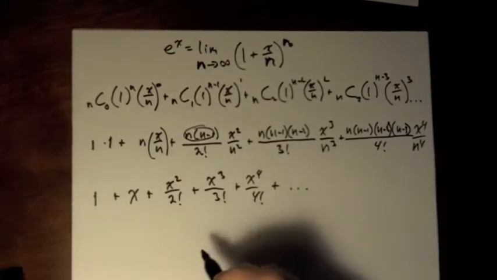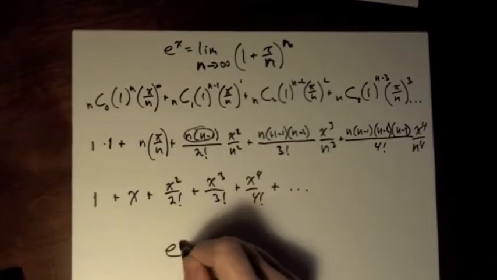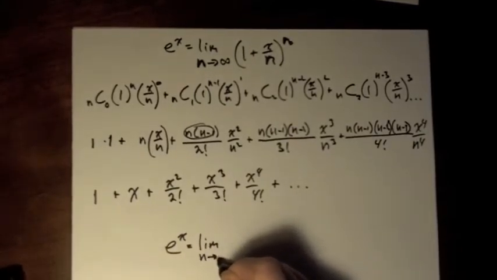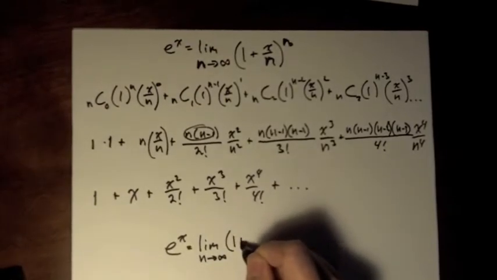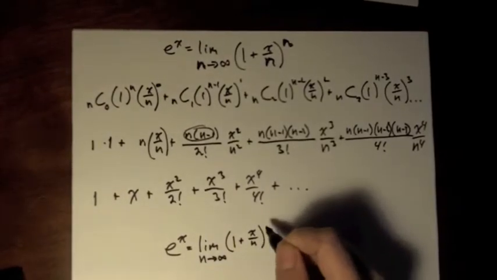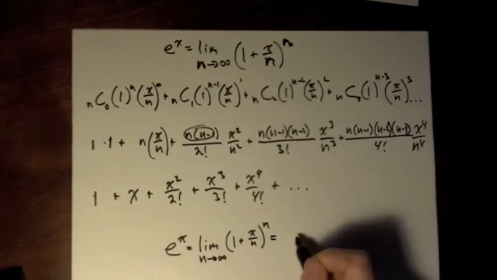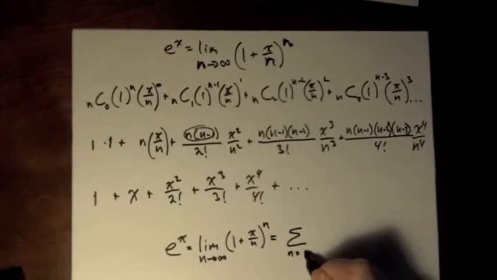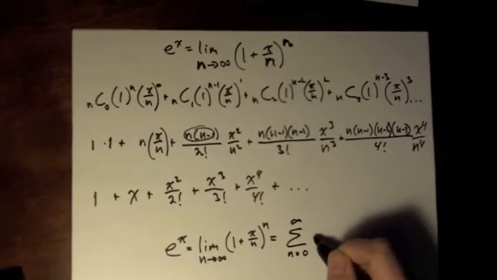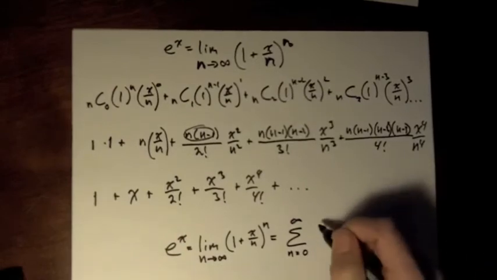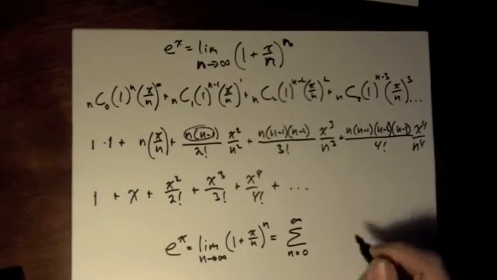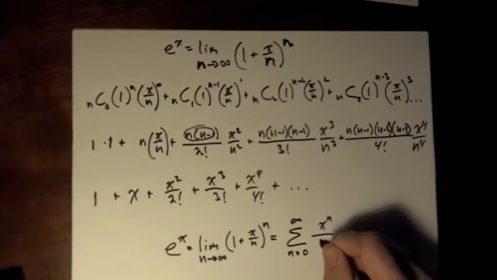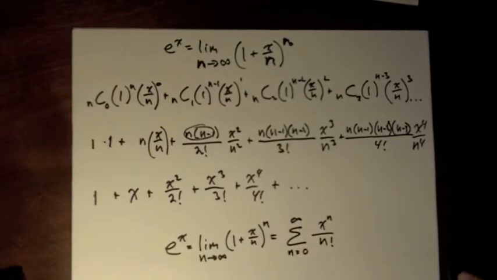And we can now generalize and say that e to the x is equal to the limit as n goes to infinity of 1 plus x over n to the n, which is equal to the summation as n equals 0 to infinity of, and now instead of 1 over n factorial, it is in fact x to the n over n factorial. All right, does that make sense?